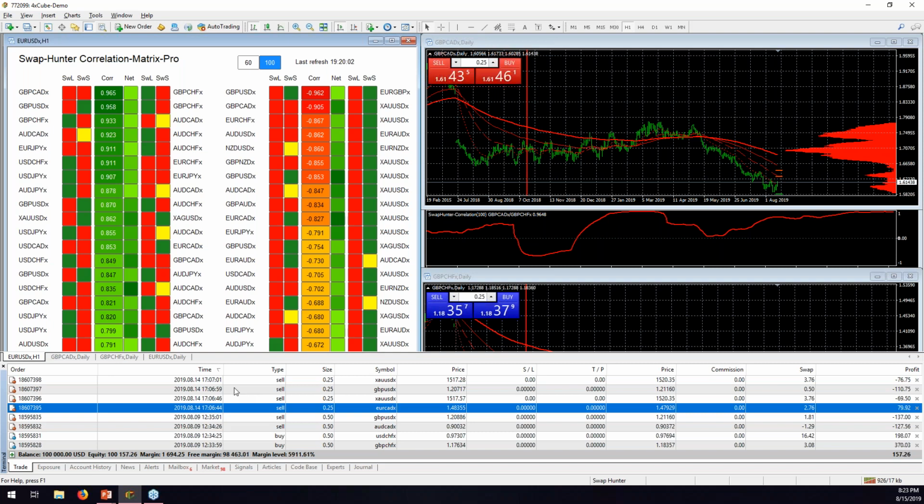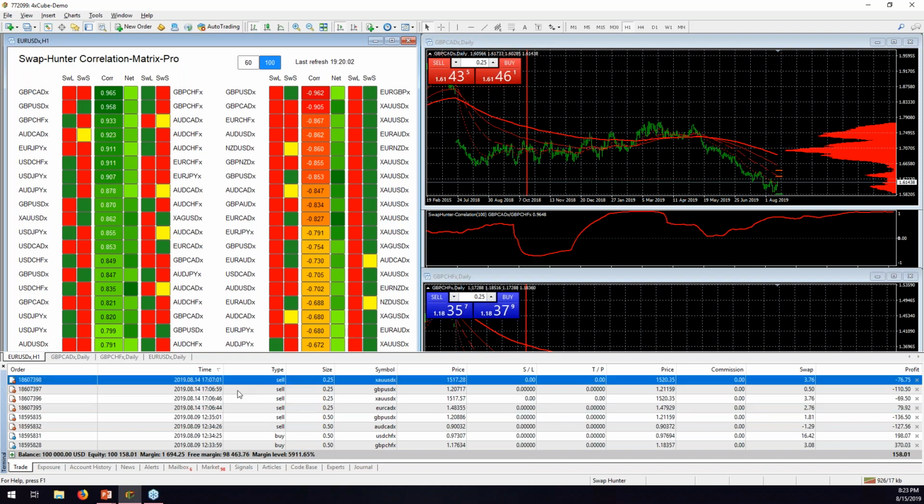Okay, so hold the hedge. Let's have a look. $100,000. This account is a very new account. This was only opened and the first trades were executed on the 9th of August. All right. Okay, so what you can see here is Correlation Matrix Pro.